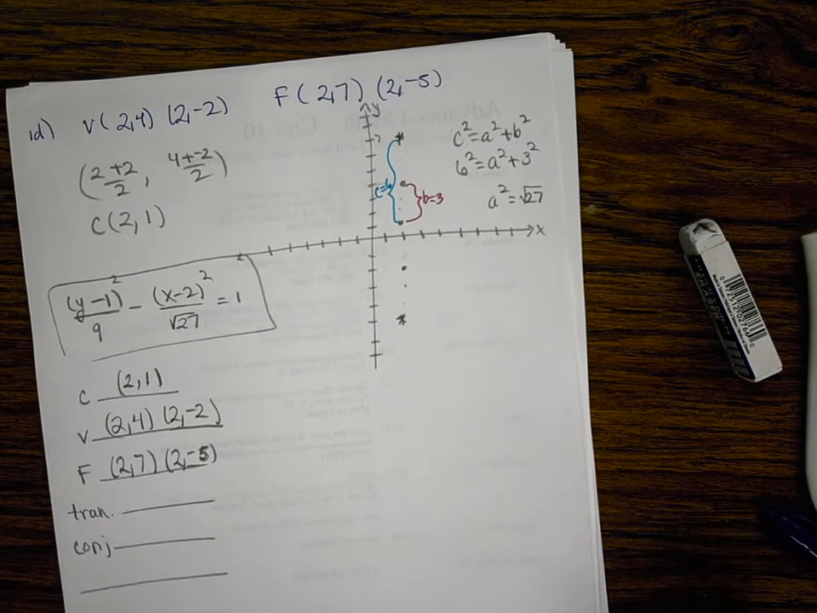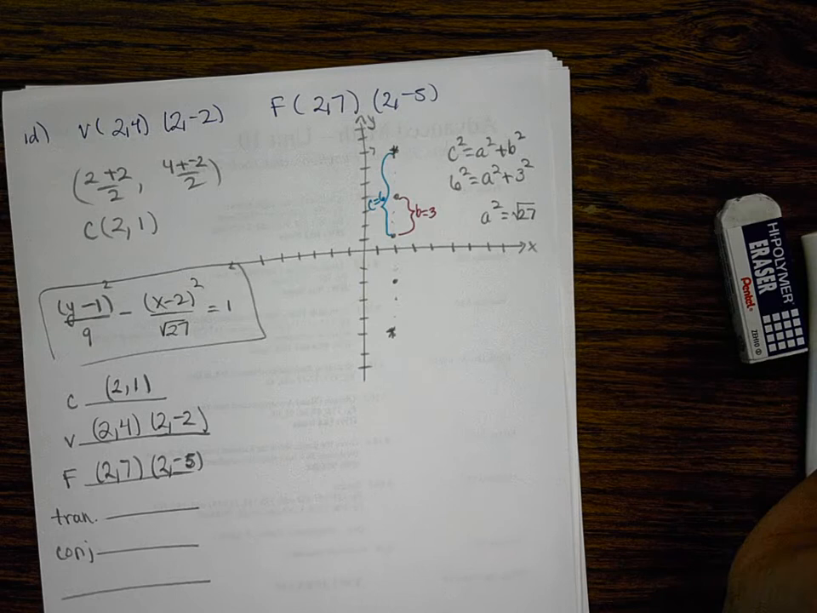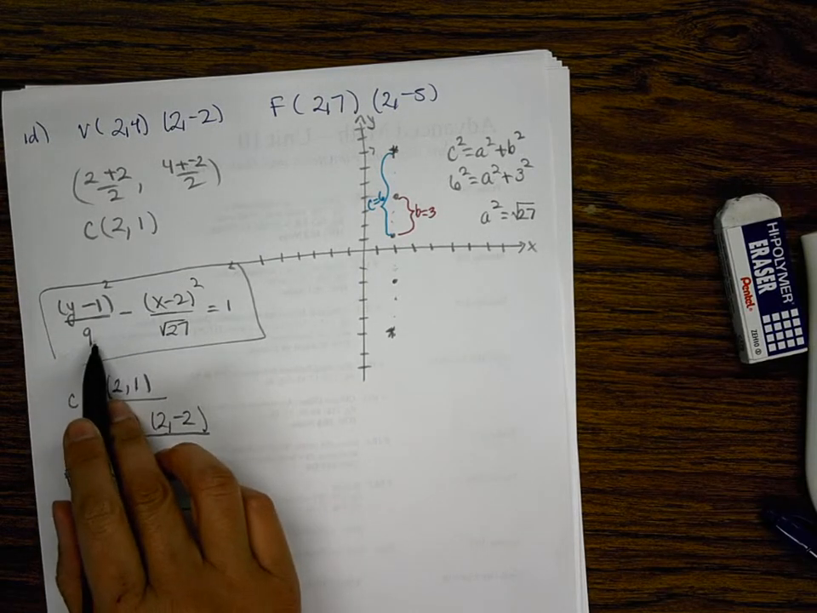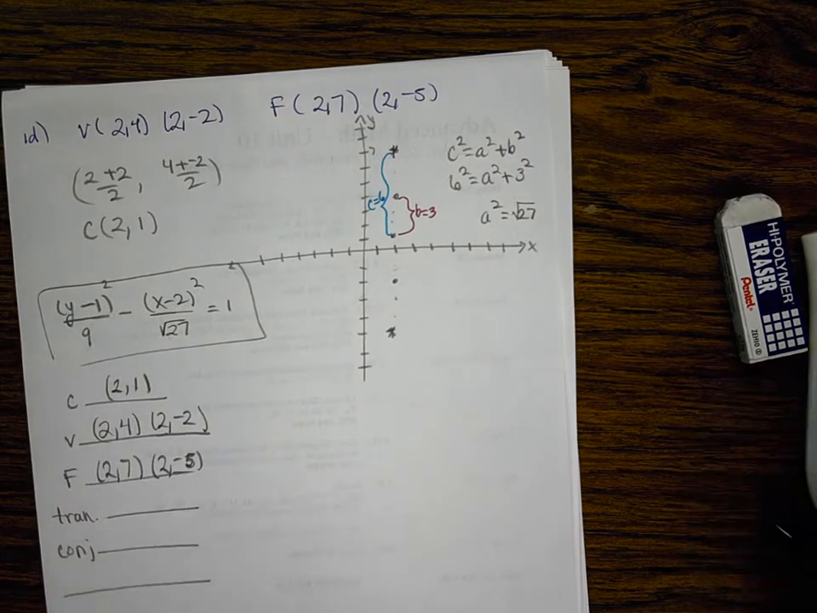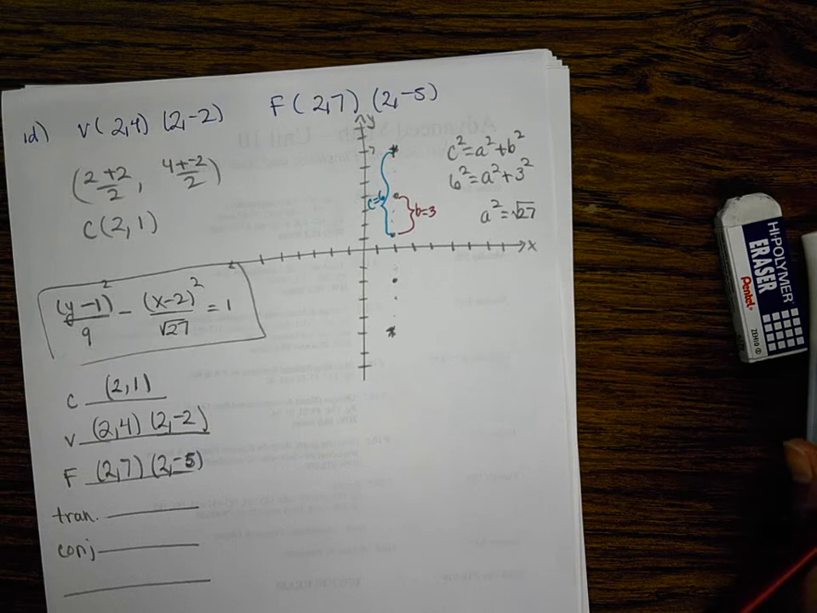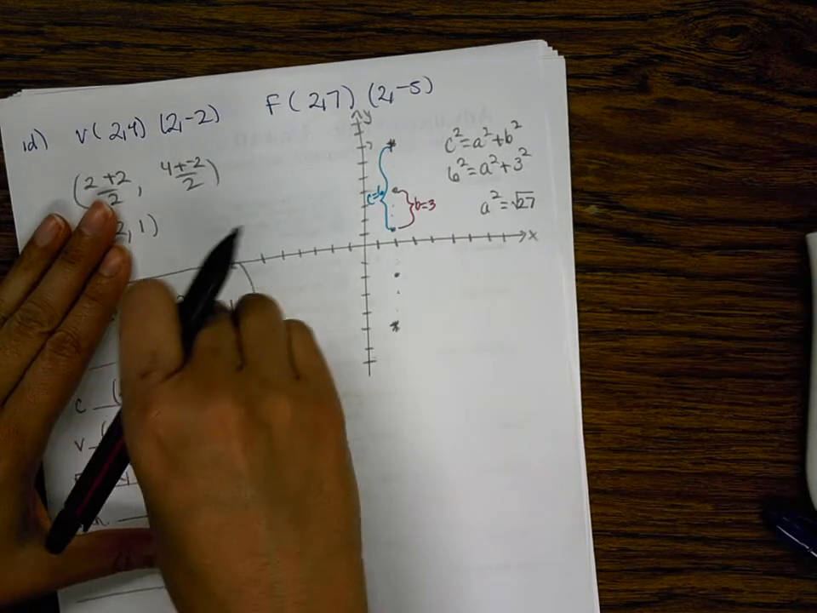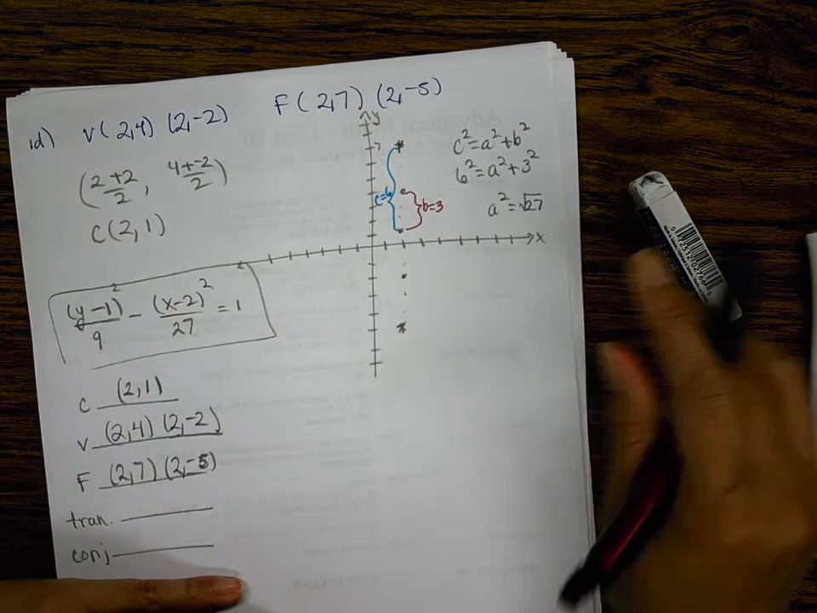The length of the transverse and the length of the conjugate. Well, I'm going to need to finish graphing to find those, or at least one of those. Okay, I know I go up and down 3, but that's because it's with the y. Right and left are root 27. And I apologize, that should not be root 27, that should be just 27. So, apologies, a squared is 27.